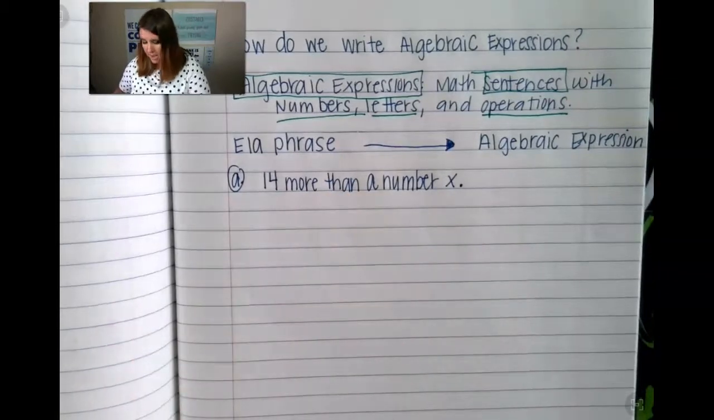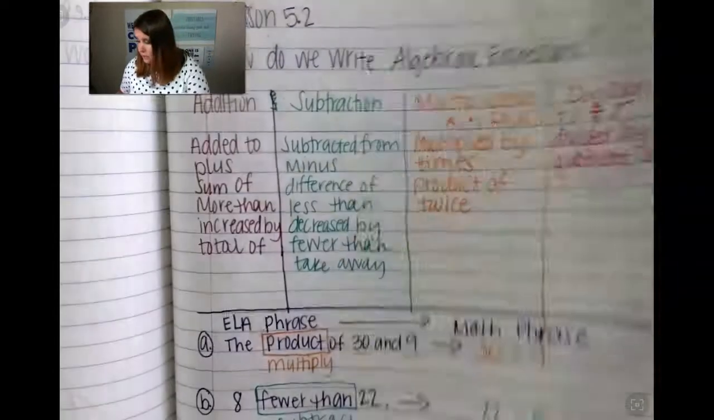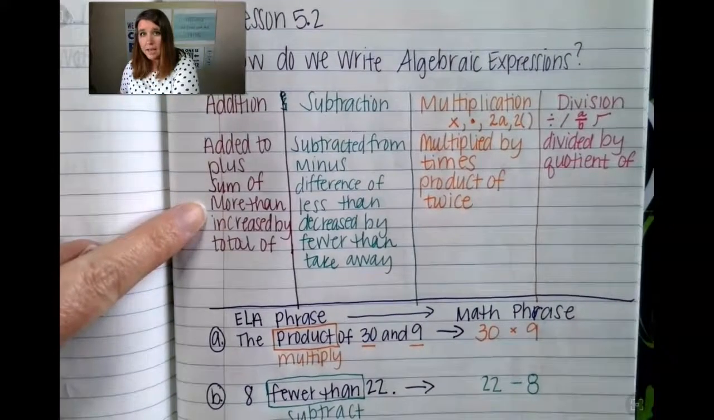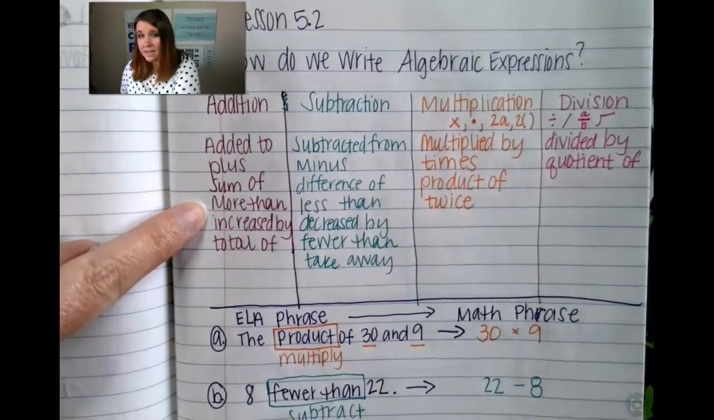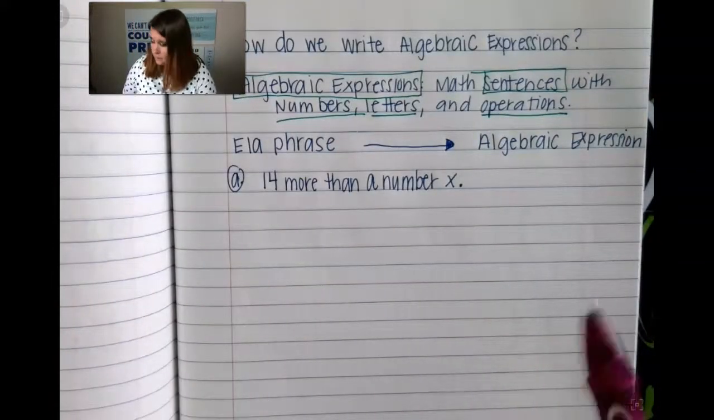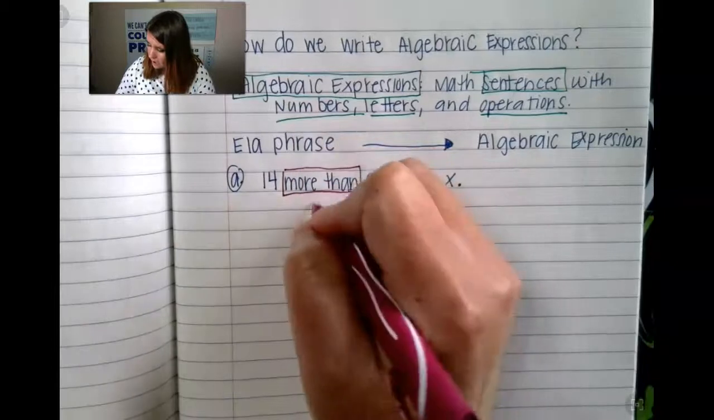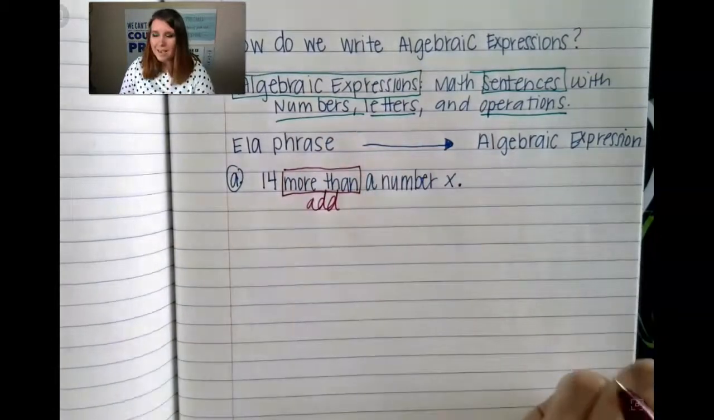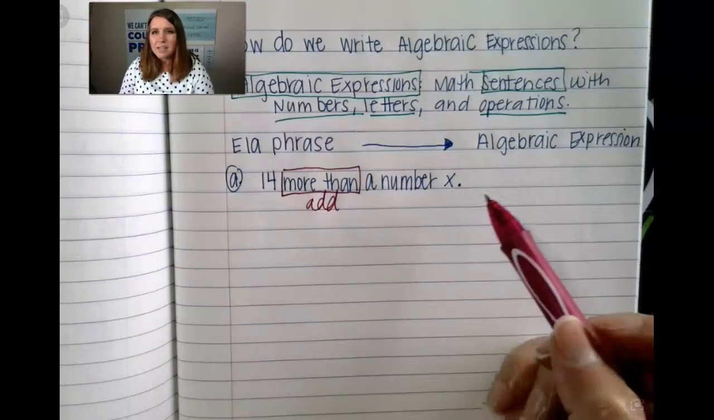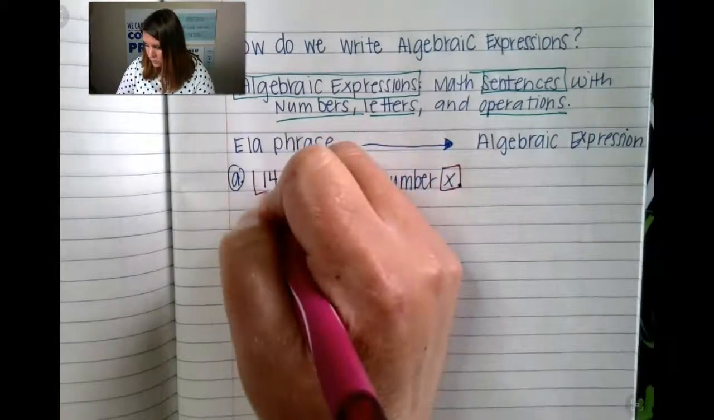We know that more than is what operation? If you don't remember, look back in your notes. More than is addition. So we know that we need to add. But what am I adding here? A number X. X isn't a number. X is a letter. What in the world? Come on, math. And I have 14.